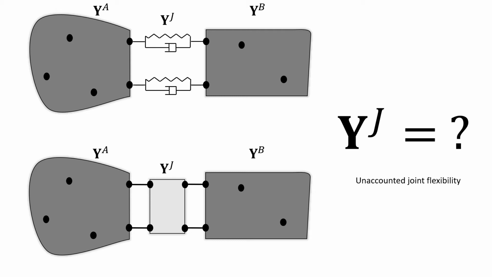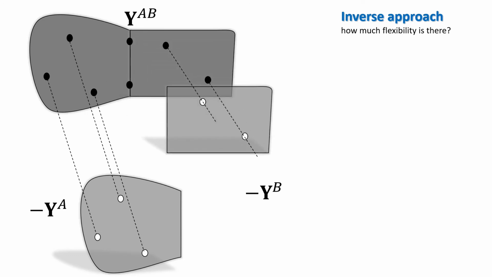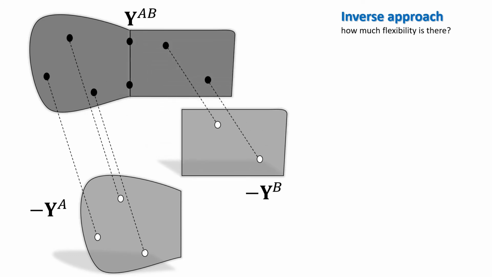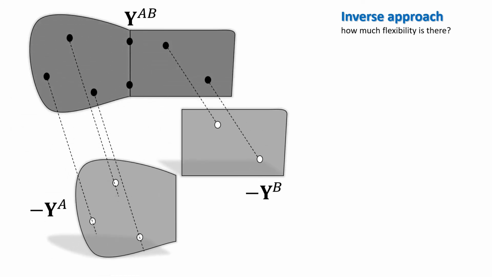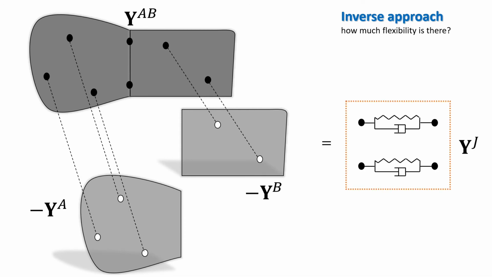We use the inverse approach to identify it. Consider assembly AB. Consider also the substructure A and B. So we decouple from the assembly the two substructures A and B whose flexibility is preceded by the negative signs. What do we get after the decoupling? The joint flexibility. This brings us to the second question.